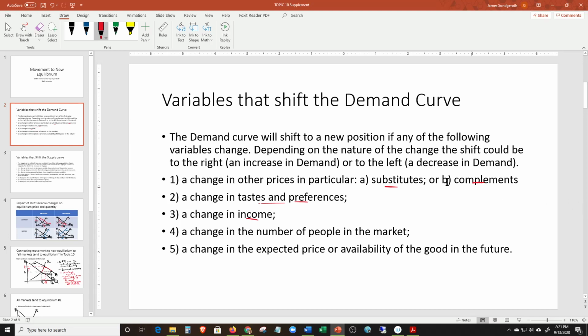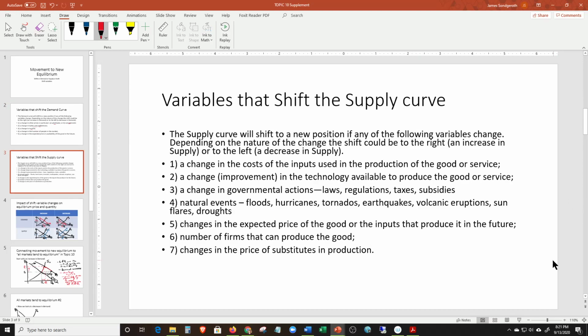All right, let's now quickly review supply. For the supply curve, we had 8 variables determining quantity supplied. 7 of them would cause shifts in the supply curve.